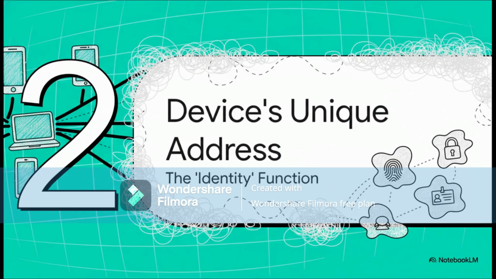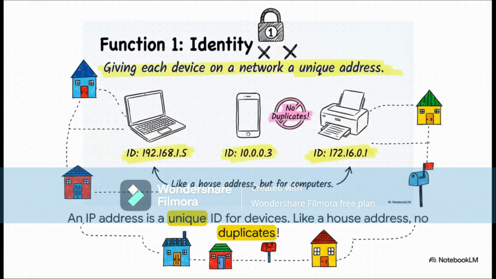Let's dig a little deeper into that first big job, giving every single device its very own unique identity online. So just like you see here, every device that goes online gets its own special address. Your laptop, your phone, that printer in the corner, yep, each one has its own. And the most important rule of all is no duplicates. It's a bit like how two houses can't have the exact same street address. Two devices can't share the same IP on a network.